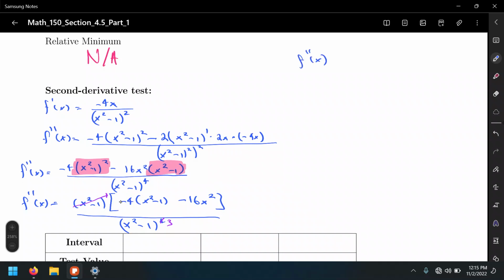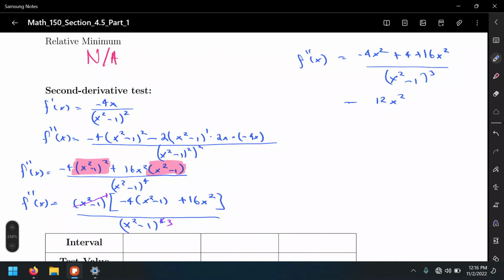f double prime will be, number one, negative 4x squared. Negative 4 times negative 1, that's plus 4, minus 16x squared. The whole thing divided by x squared minus 1, or rather, not squared, actually, to the third power, because we already simplified something in there. Alright, so, well, I'm afraid I did a silly mistake in here. Oh, that's supposed to be a plus right here. Alright, plus. And that's a plus. So 16 plus 4, no, 16 minus 4, that's a 12x squared.